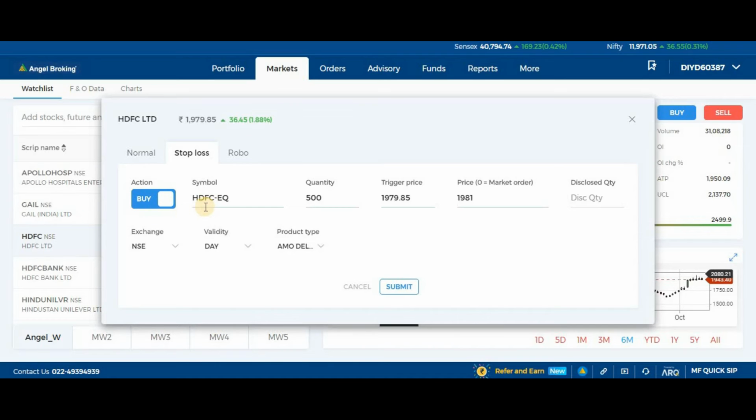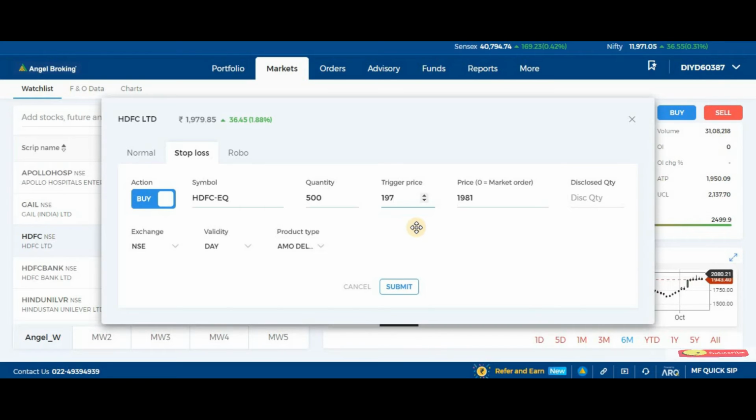That is clear. You have already placed 500 quantities and it is running, and you think that if it goes down to 1974, you have to sell. It means you have to book your loss. So what you will do is place the trigger price. For example, the stop loss you want to keep is 1974.